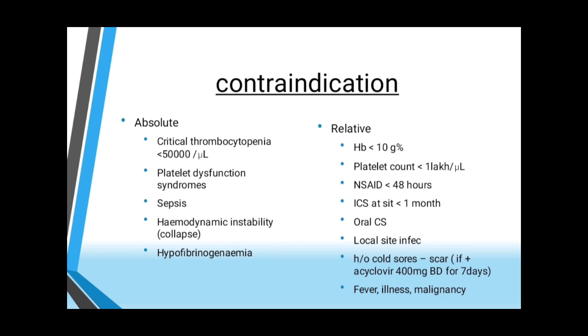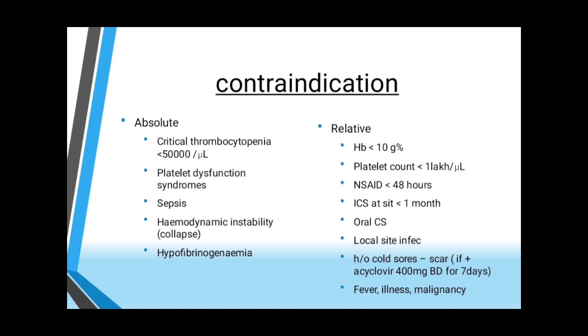Relative contraindications are HB less than 10 gram %, platelet count less than 1 lakh, NSAIDs intake less than 48 hours before procedure, intralesional corticosteroids taken at the site of PRP less than 1 month, oral corticosteroids, local site infection, and history of herpes simplex infection, because that can increase the chances of recurrence. If history is present, it is better to give acyclovir 400 mg BD for 7 days prior to procedure. Any history of fever, illness or malignancy will be a relative contraindication.